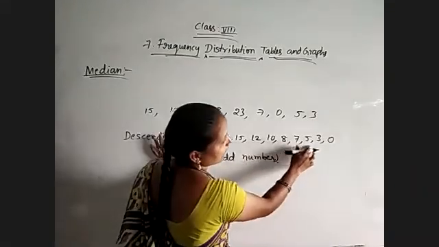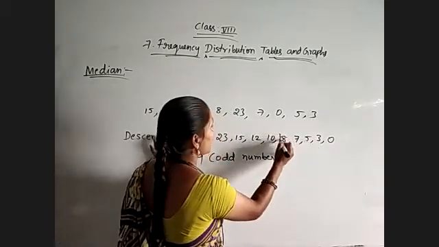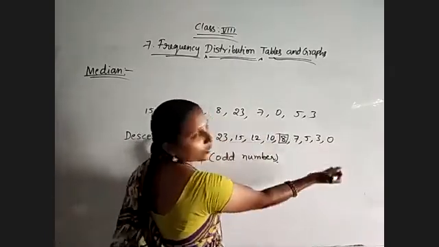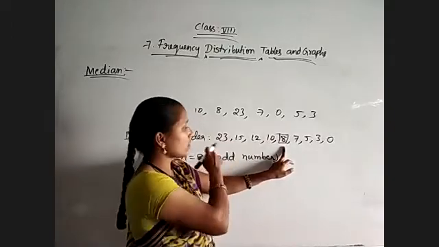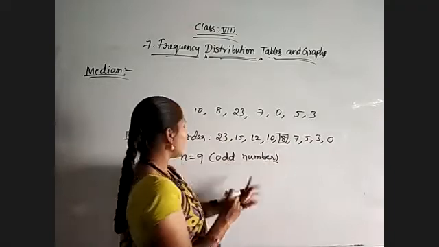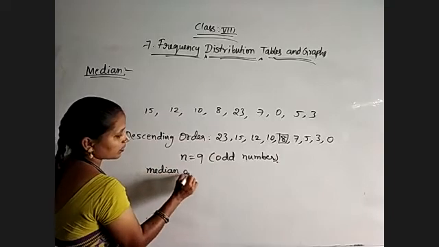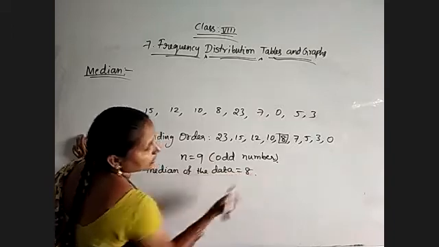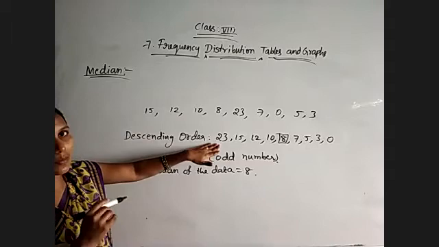So now the median for this given data: 1, 2, 3, 4, 5, 6, 7, 8, 9 observations. 9 observations are there. The fifth observation will be the middle, with four before and four after. Just observe, it is exactly the middle of all the given observations when written in ascending or descending order. So the median of the given data is equal to 8.